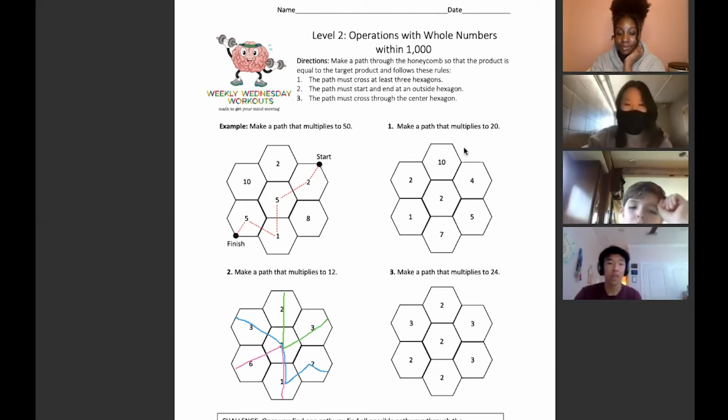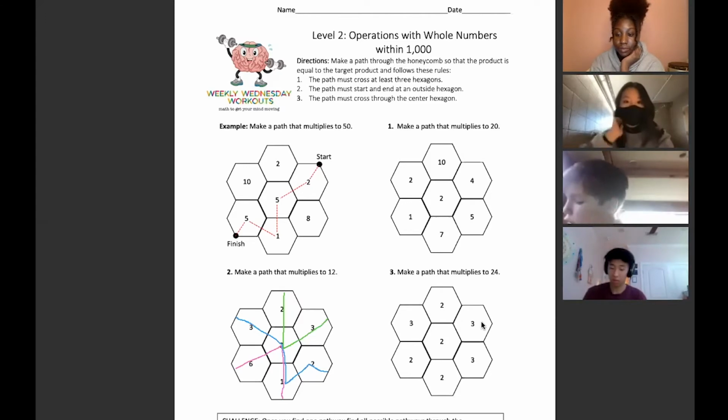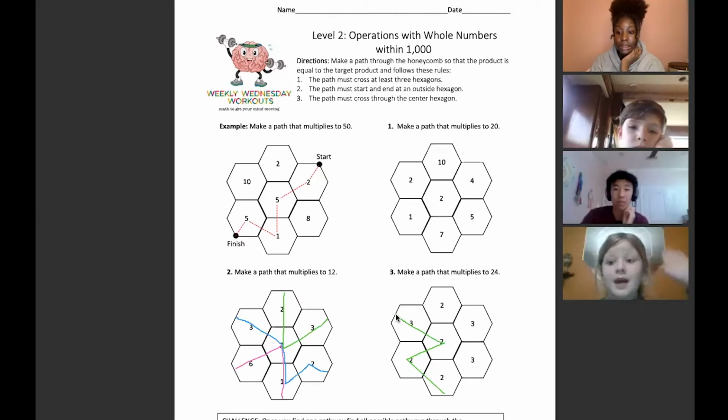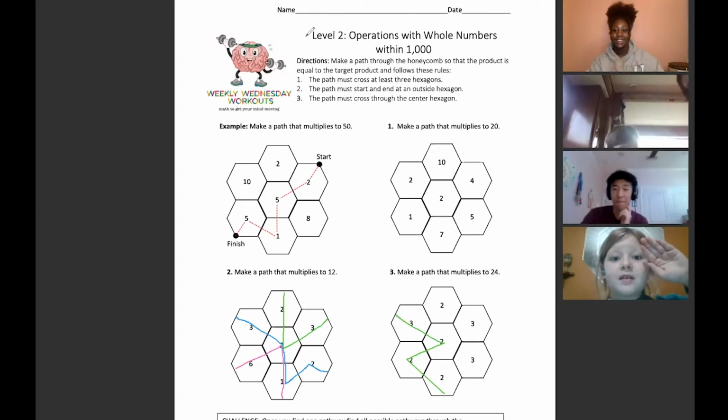Okay. Do you have an answer for us? Yes, you can multiply 2 times 2 and then go to the 2 and then go up to the 3. Perfect, I think that works out. 2 times 2 is 4, 4 times 2 is 8, and then 8 times 3 is 24. Good job. What number are we on? We're on number 3 right now. Okay. I have an answer.